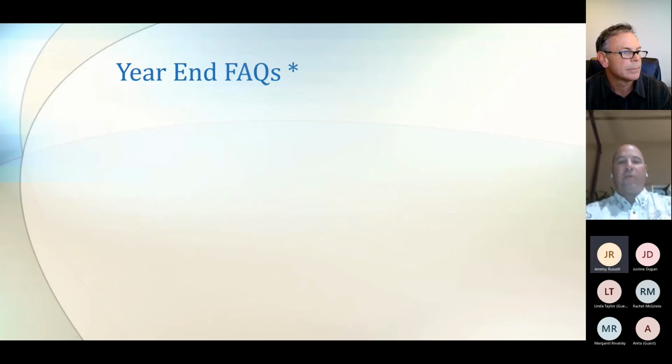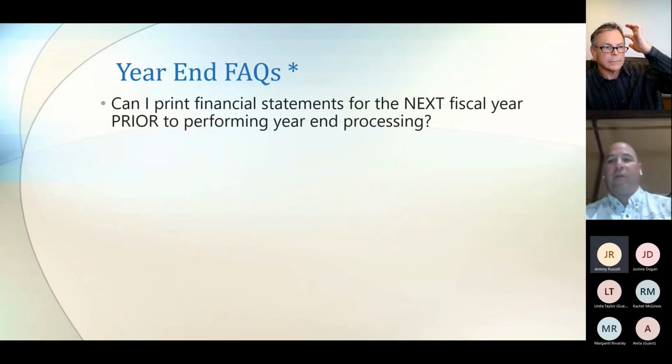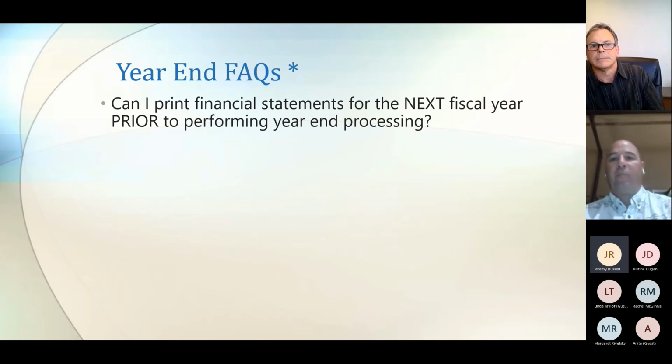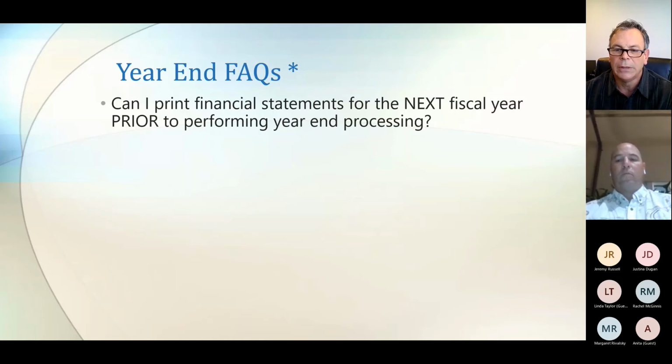All right, so some FAQs that are pretty common. One is, can I print a financial statement for the next fiscal year prior to performing year-end processing? Yeah. So we kind of touched on that on the last slide. If you do not run your year-end process for 2021 in the general ledger module, and you get out into January, February, and March, which is going to be typical while you're waiting on those final adjustments, then yeah, you can continue to run financial statements for those future periods while the general ledger is still open.